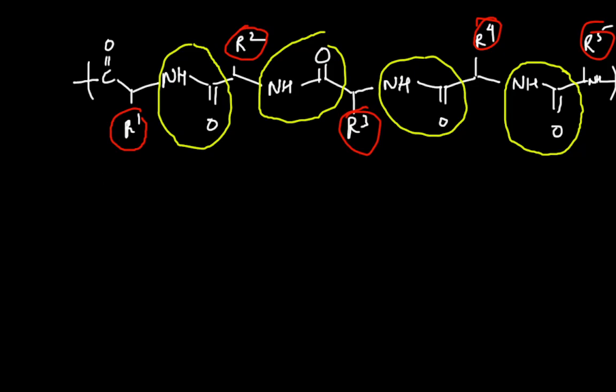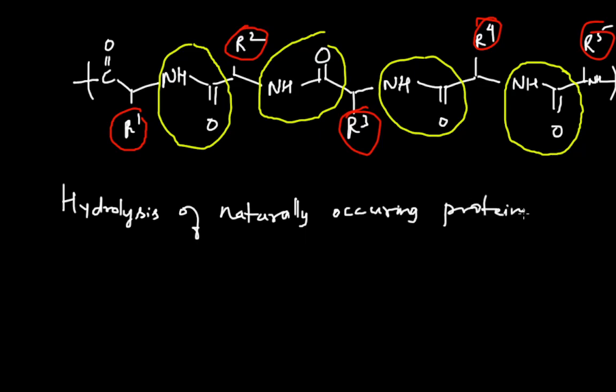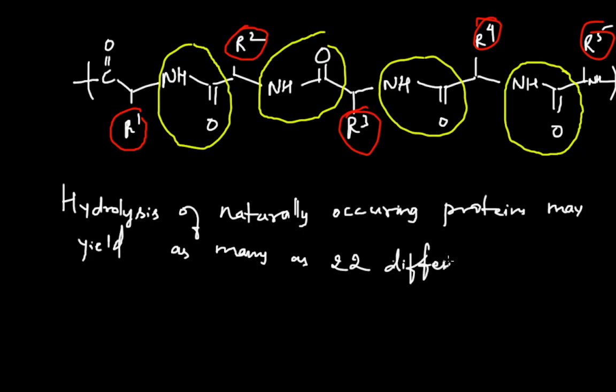Okay, and hydrolysis of proteins with acids or bases yields a mixture of amino acids. You see, proteins are made up of amino acids. Hydrolysis, lysis means what? Breakage, right? Hydrolysis of naturally occurring proteins may yield as many as 22 different amino acids. Okay, so hydrolysis with what? Hydrolysis with acids or base.